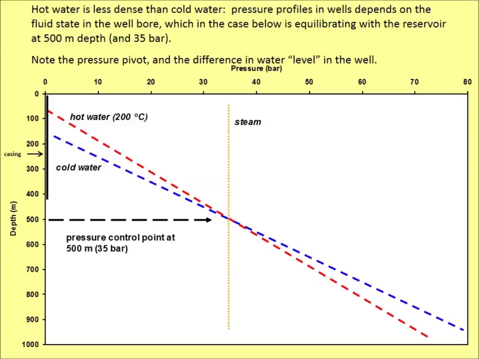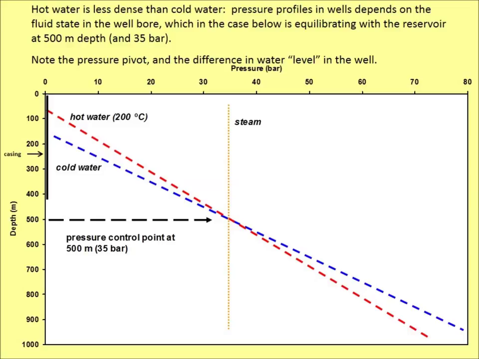So if you're injecting cold water and then you run a pressure log, you may find the static level, if it's got good permeability, could be a couple of hundred meters below the well head. And in this case, I've shown there's a pressure control point here at 500 meters. Your water will be largely going out at that point. It'll be in balance with where there's good permeability. And so you'll be under pressured.